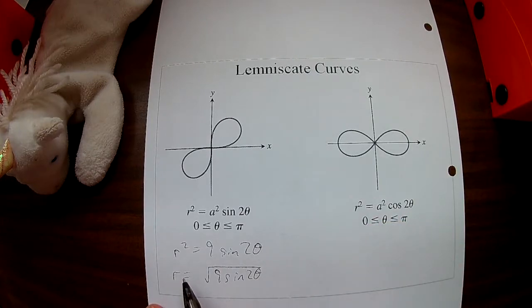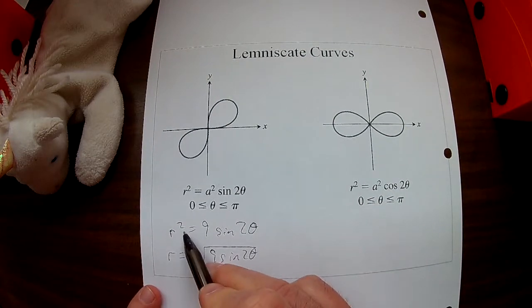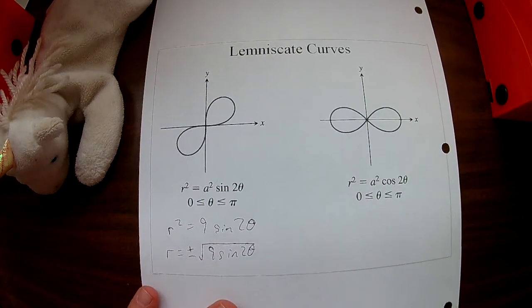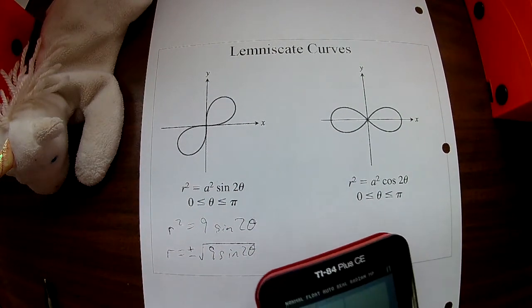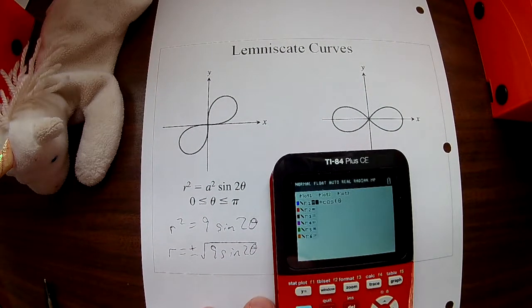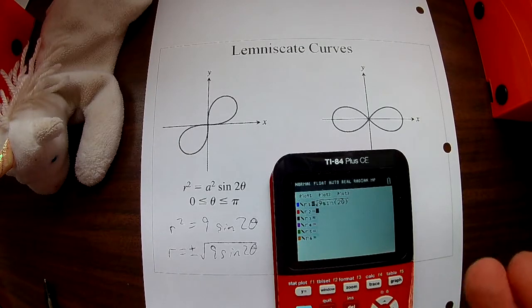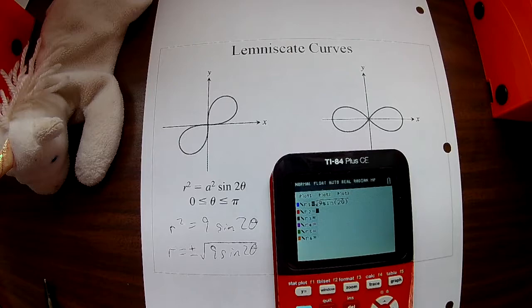But I know some of you are remembering that when we take a square root in an equation, we need to make it plus or minus. So if I was to graph this function, I would actually have to graph it as the square root of 9 sine of 2 theta. And then in the second R2, I would have to put negative square root of 9 sine of 2 theta.